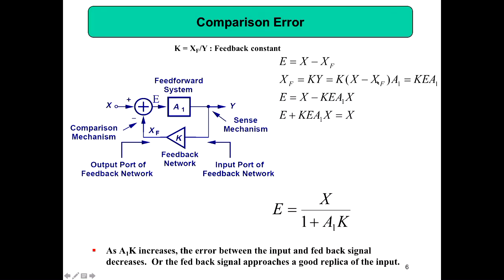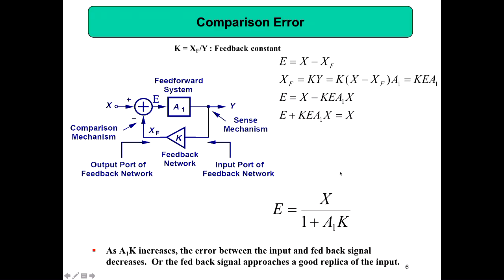So that is the reason x minus xf into A1, which is equal to k into e into A1, because e is the error signal, that is x minus xf. So I can rearrange e equal to x minus k e A1 into x, so that I can get e in terms of input. So e equal to x by 1 plus A into k. So from this you can understand your error signal.